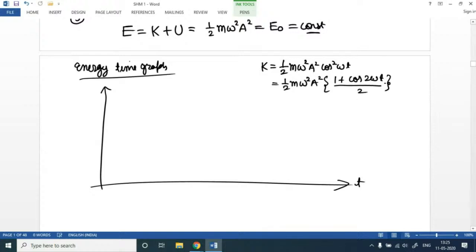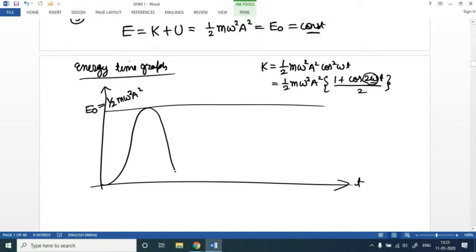So you can see that this is also a sinusoidally varying function, and here the frequency would be nothing but 2 omega, where omega was the frequency of SHM. And this is how the kinetic energy graph will look like. Let's say this would be the reference, let's say that is E naught, that is half m omega square a square. This graph will look something like this.